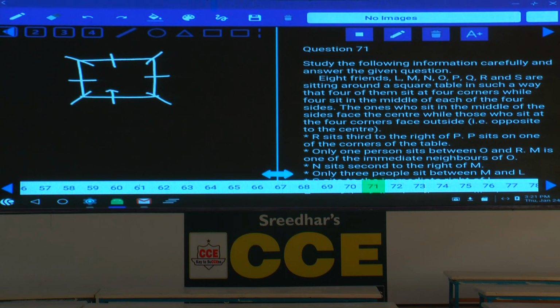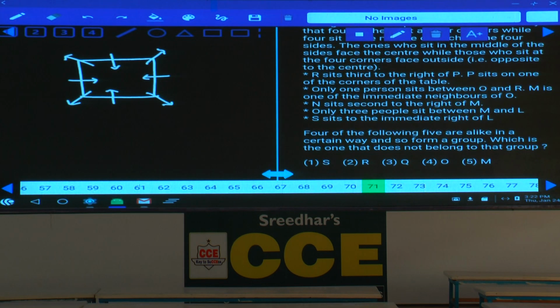Middle of the sides faces the center, all these persons are facing towards the center, and the persons who are at the corners are facing away from the center. R sits out to the right of P. P sits at one of the corners of the table.